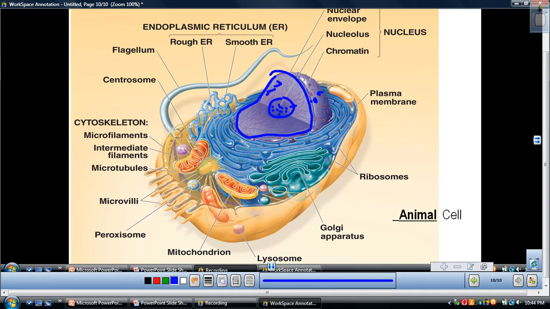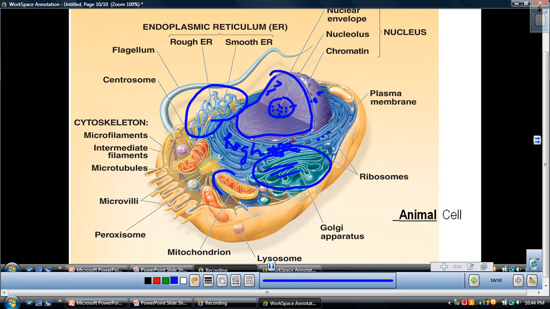Then we've got this folded back and forth right in here. This is rough ER. You can tell it's rough because it has dots all over it, whereas this over here is smooth ER because it looks like the rough ER, but there are no dots on it. We've got the Golgi apparatus right here. You can tell it looks like a flattened stack of pancakes.